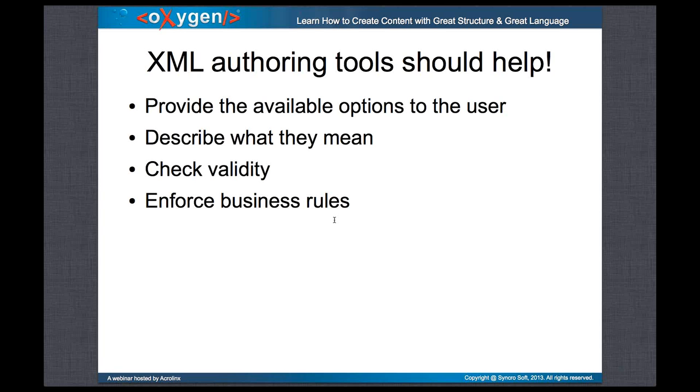I will highlight here just a few of the distinguished or important parts that Oxygen offers to create good structure. Oxygen provides the available options to the user, the valid options at every point. And more than this, Oxygen describes what they mean. Oxygen checks the validity of the documents, and can enforce and notify users when business rules that you set fail. So you can enforce your company rules on your documents.